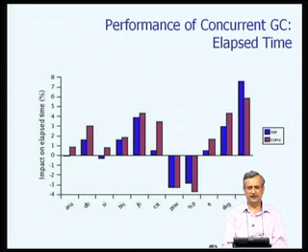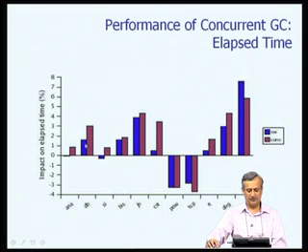So, eventually if the concurrent garbage collector thread runs for a long time, it will actually stop the main program from running. In some of the cases the concurrent garbage collector has a little more overhead than the stop the world collector, for example, here, and in some other cases, for example here, it is much lesser. So, stop the world has more effect on the elapsed time than the concurrent garbage collector. Here also it is the other way. These are equal and this is slightly better.